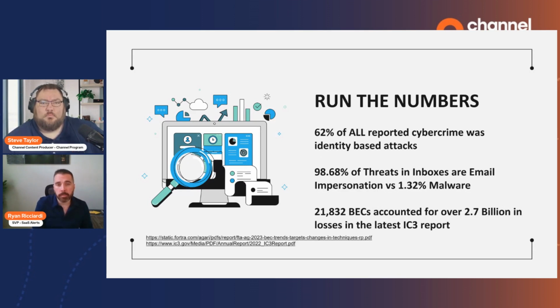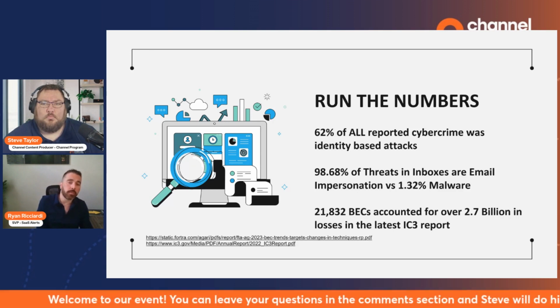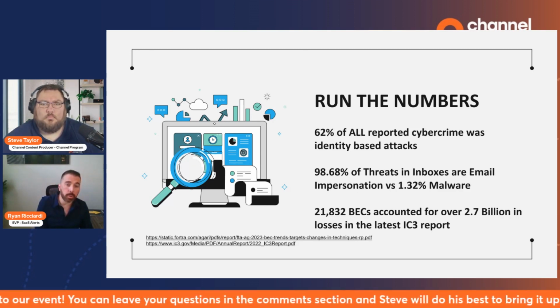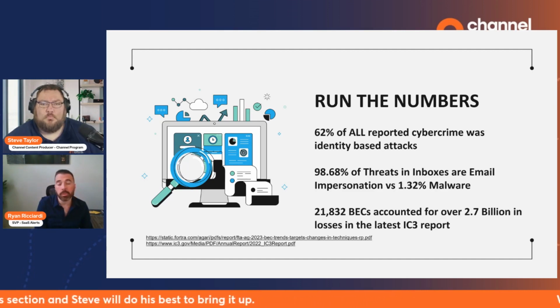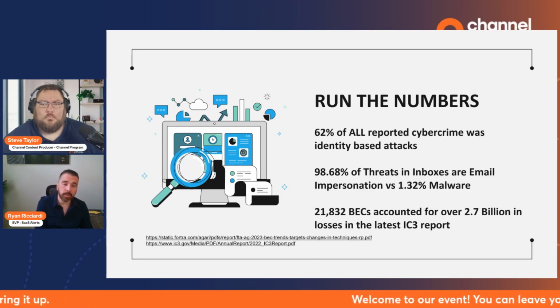What it really came down to is 62% of all successful reported cybercrimes were identity-based. Had nothing to do with the endpoint. The device you use doesn't matter. There was no malware installed. It was tricking a user. 98.6% of the threats that hit inboxes were email impersonation. You're somebody I know, I'm somebody you know, take my advice, let's do this thing. And 1.32% were malware. So it wasn't really people trying to get you to download stuff. It was just people trying to get you to authenticate that you are who they want you to be, and they can take advantage of that.